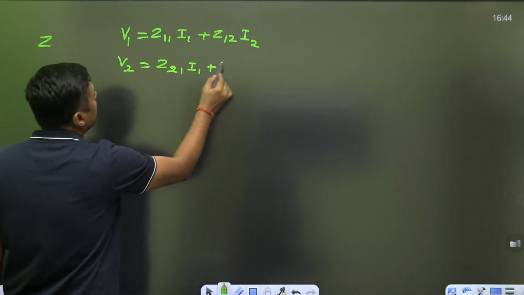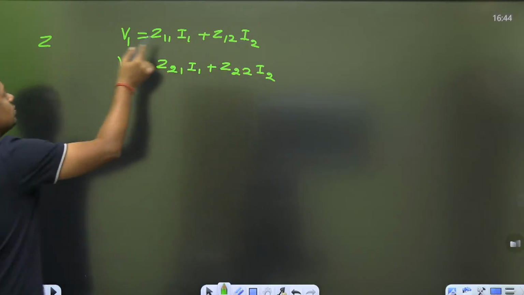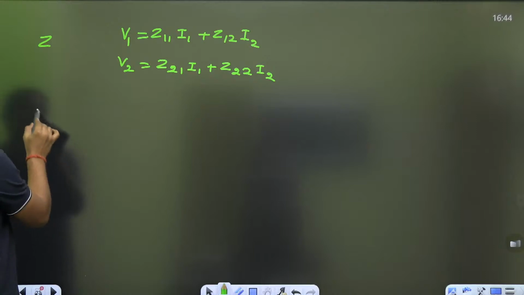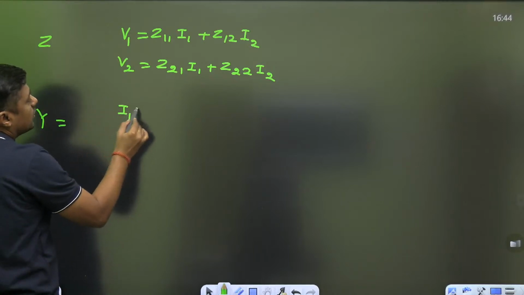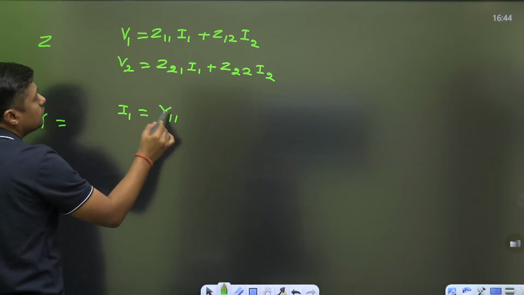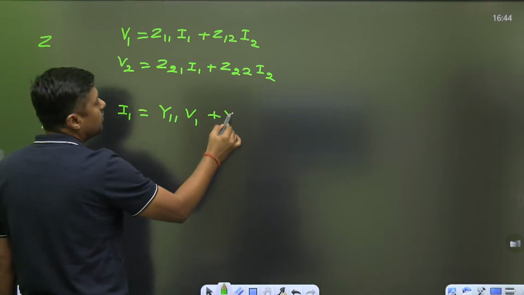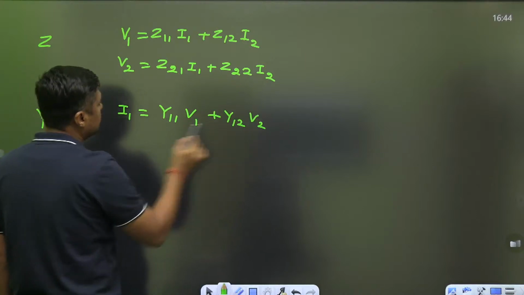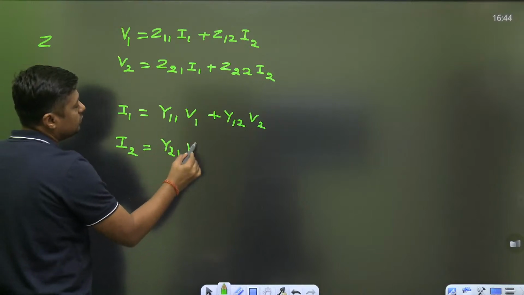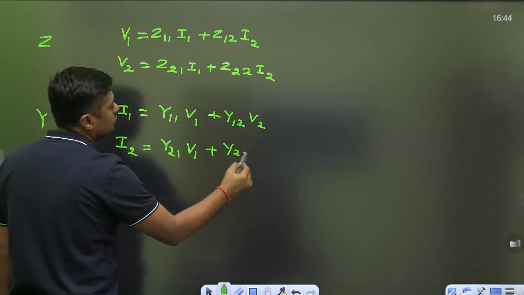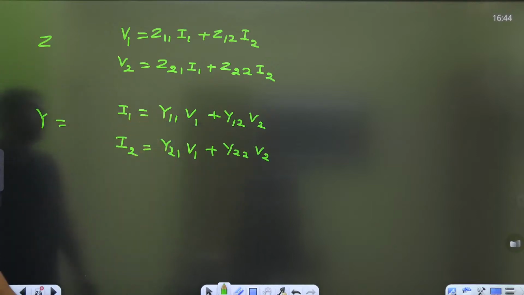Write it down 5 times. Independent variables are I1, I2. Dependent variables are V1 and V2. What is the Y parameter? Y parameters means what? Mho multiplied with the voltage gives a current. Y11 V1 plus Y12 V2, Y21 V1 plus Y22 V2. You have to remember these are the dependent variables, these are the independent variables, right?